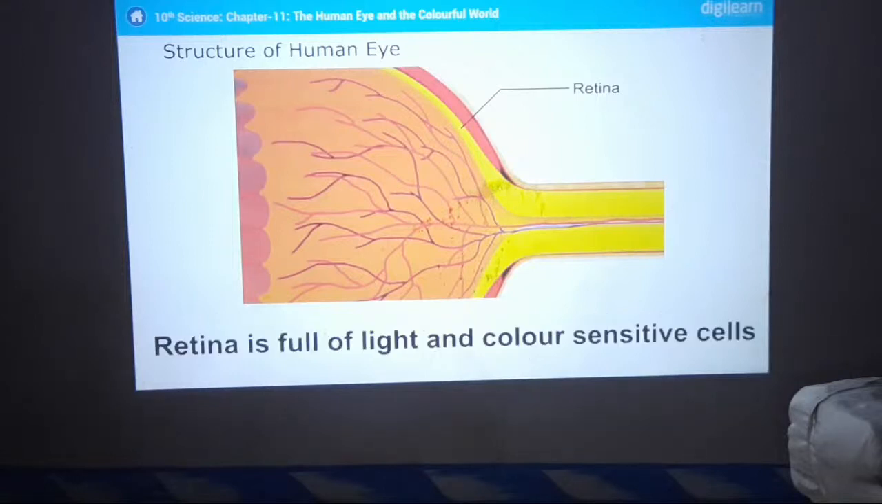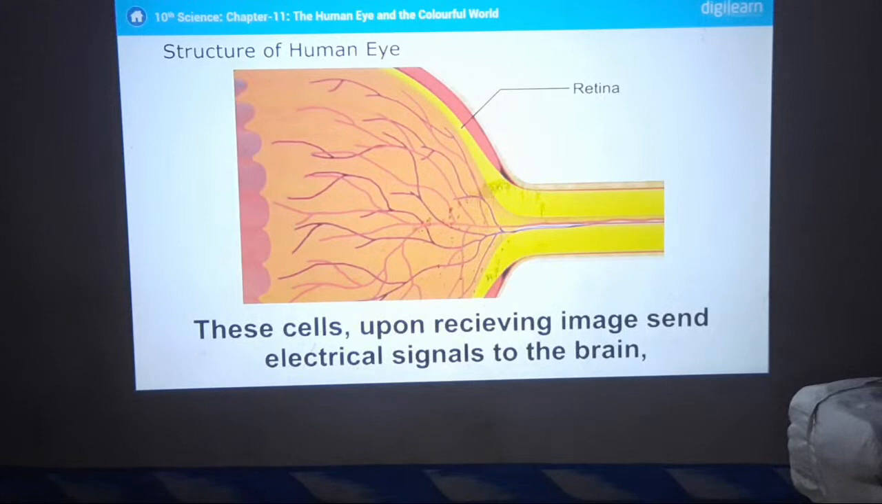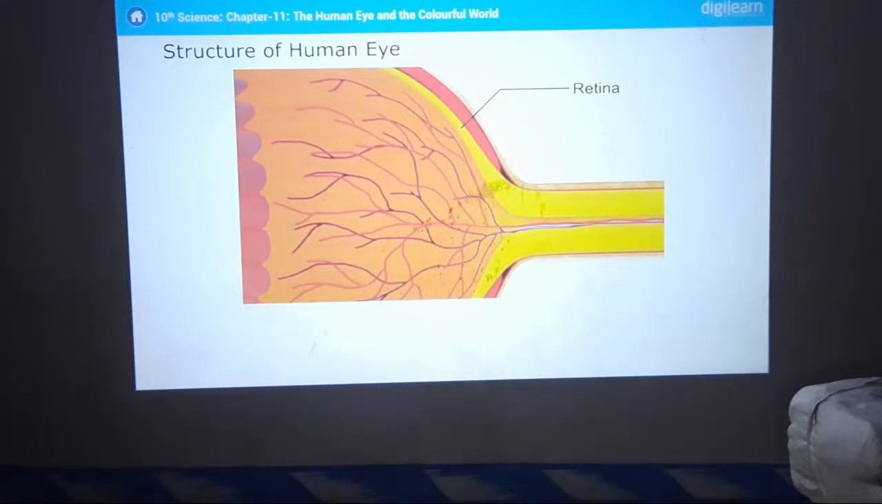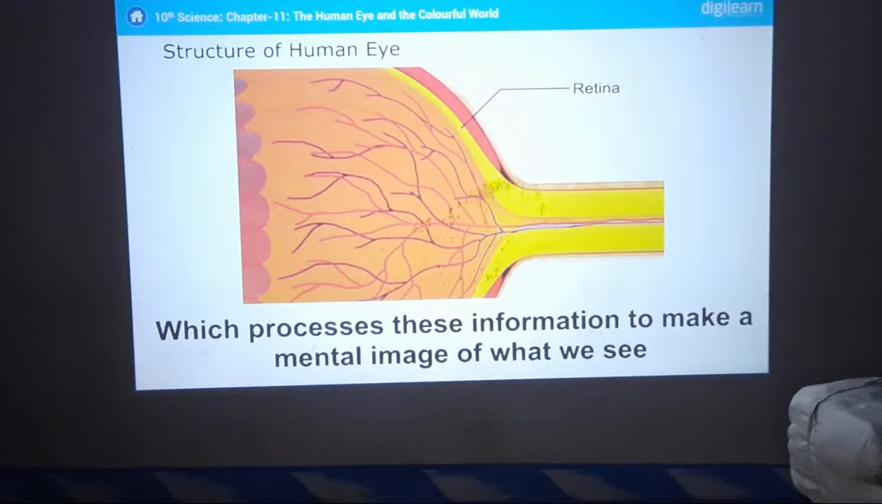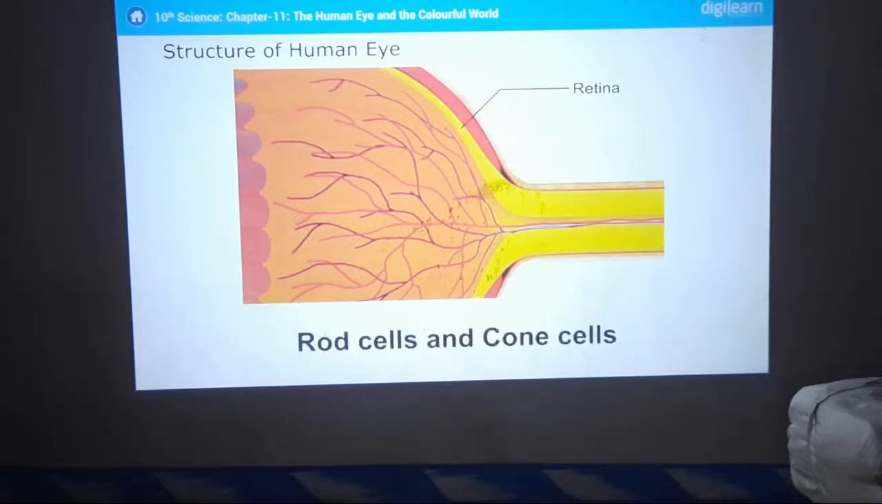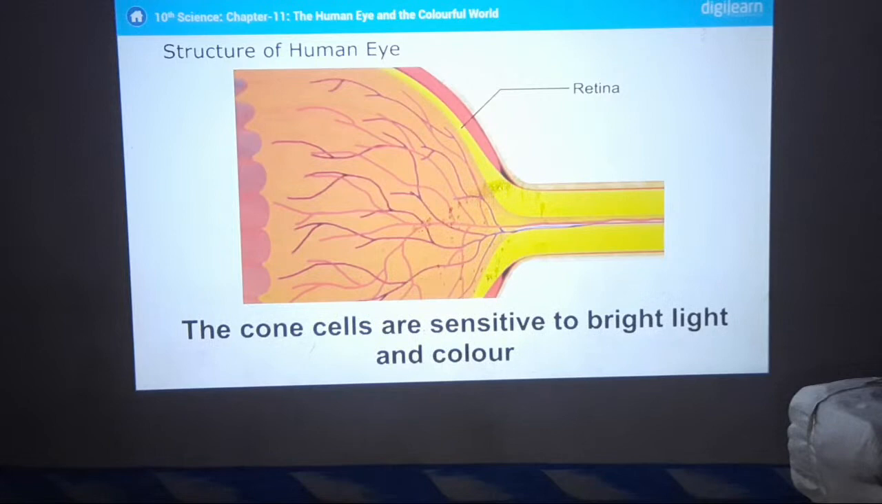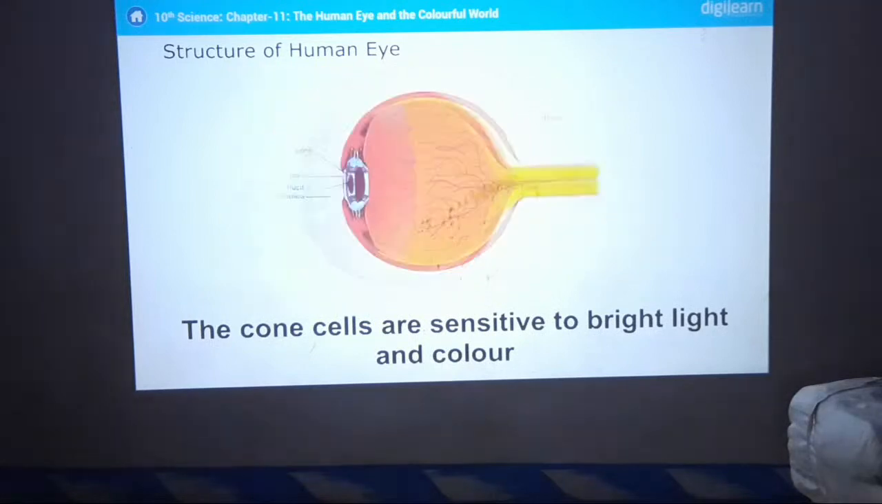Retina is full of light and color-sensitive cells. These cells, upon receiving an image, send electrical signals to the brain, which processes this information to make a mental image of what we see. Photoreceptor cells in the eye are of two types, namely rod cells and cone cells. Rod cells are sensitive to dim light. The cone cells are sensitive to bright light and color.